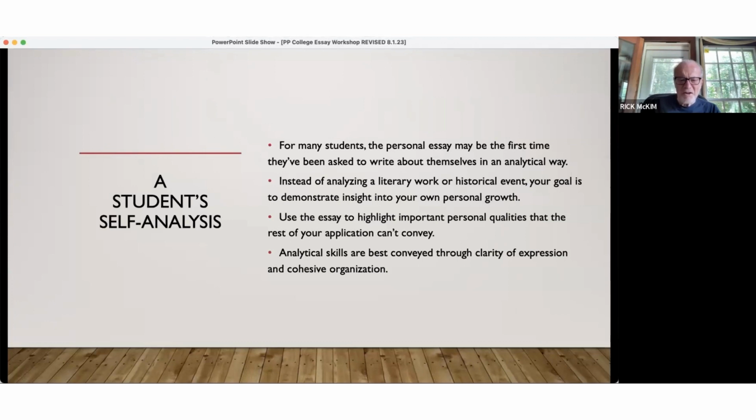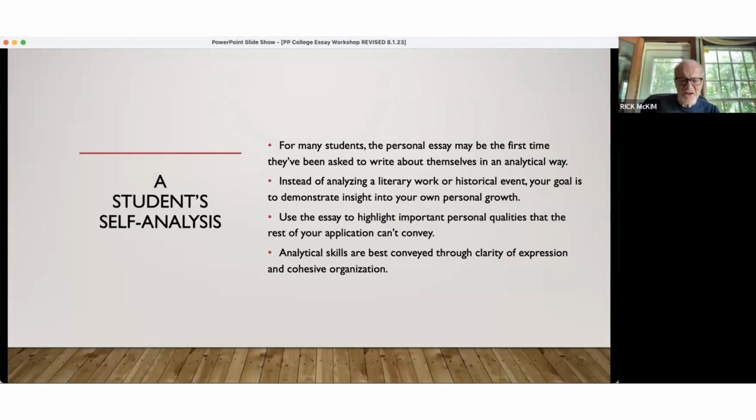Not a formal academic tone, and not a slangy, colloquial tone either, but conversational. Intelligent conversation is the kind of register that you want to hit. And you want to stay organized. Clarity and cohesive organization are the best showcase for your analytical skills.